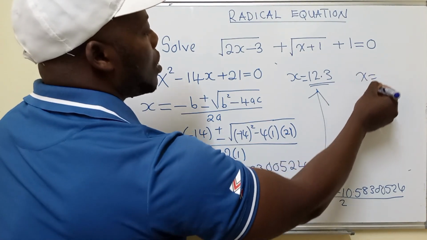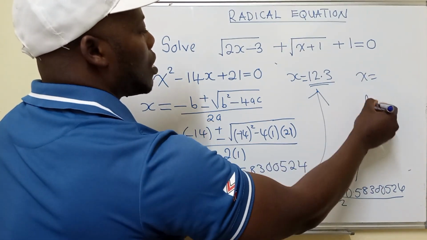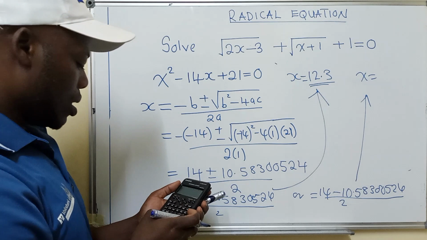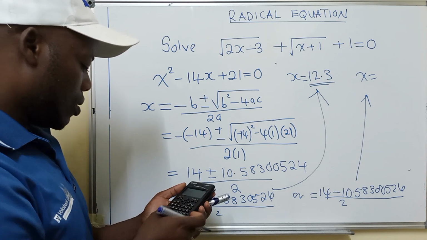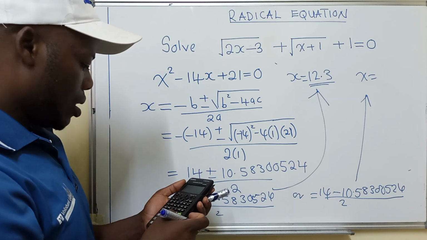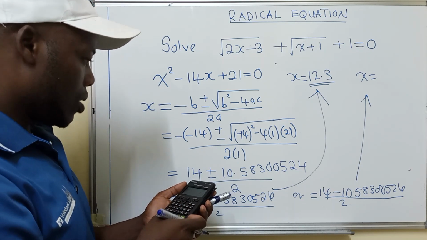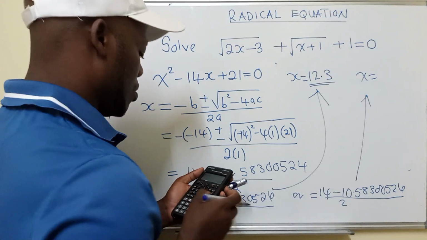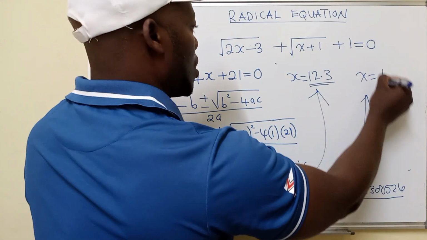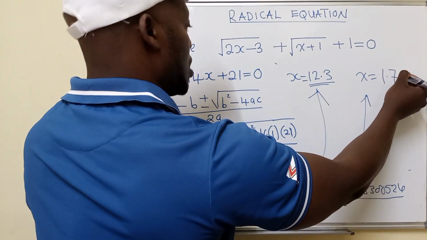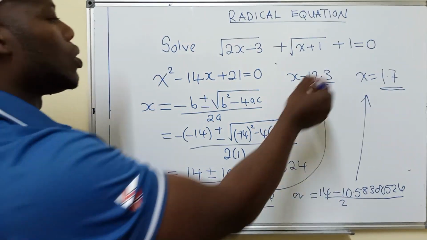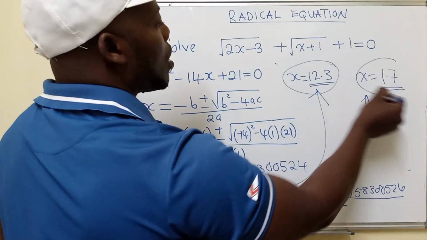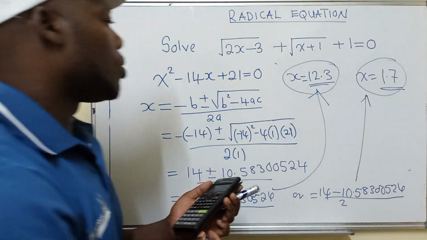The other one will be x for this one. So 14 minus, okay, this right here, divide by 2 here. We shall have 1.7 as our solution. So these are the two answers that we've found.